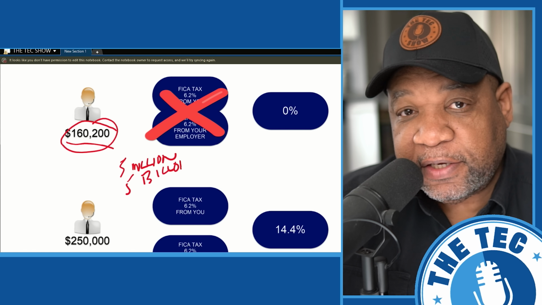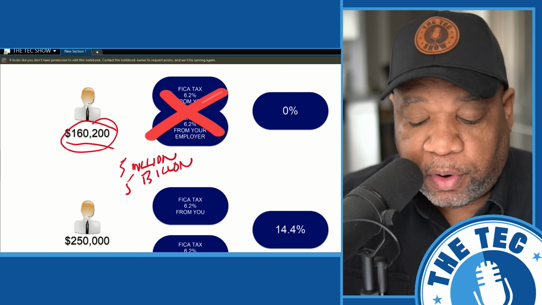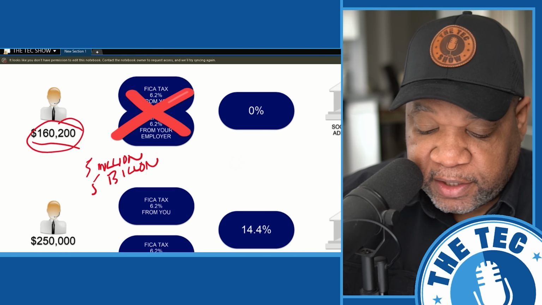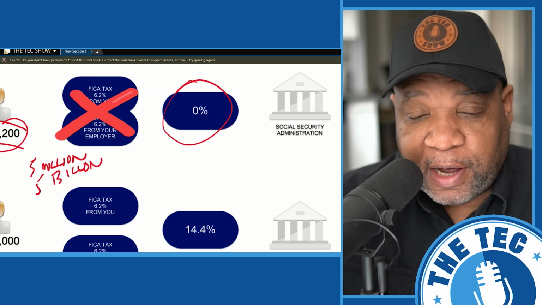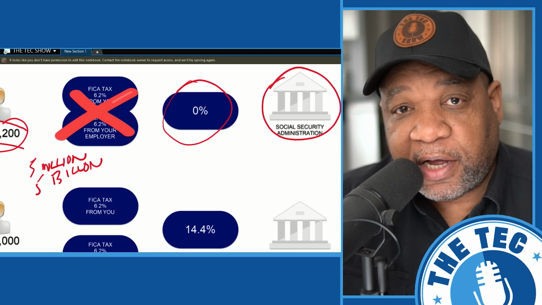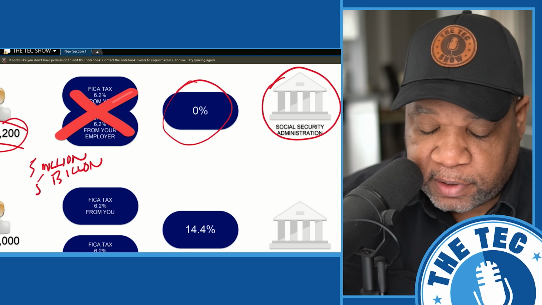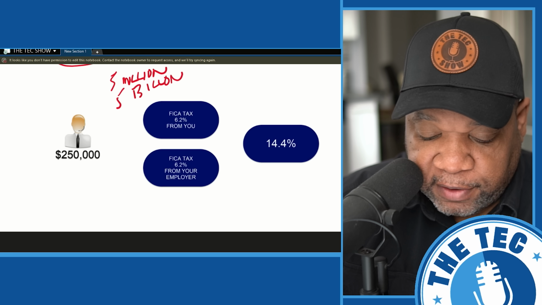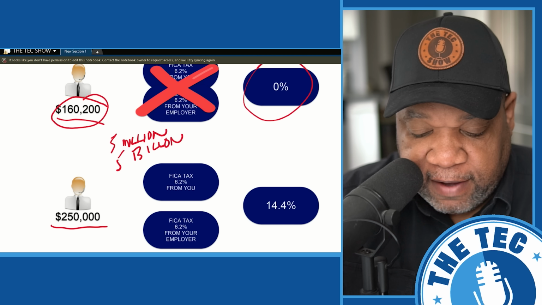So that is where Bernie Sanders wants to tax a little bit more. If you look at it right here, you're making $5 million, you're making $5 billion, anything over $160,200, you're not paying any FICA tax. So the Social Security Administration is not collecting any money on anything over $160,200. What Bernie Sanders wants to do is say $250,000 or more. So there would still be a gap.